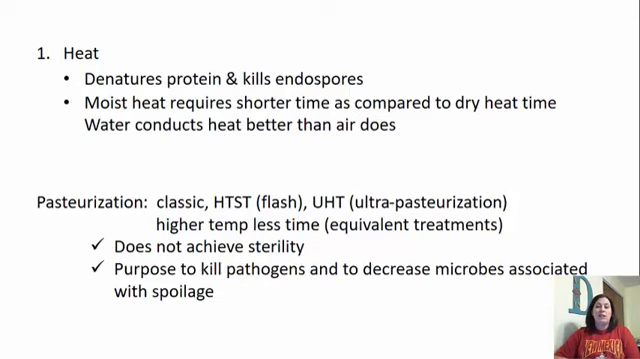This does not achieve sterility, and the whole purpose of pasteurization is to kill pathogens and to decrease the microbes associated with spoilage. It doesn't say it will get rid of them, but it does decrease them. That way the shelf life can be longer, like with milk.